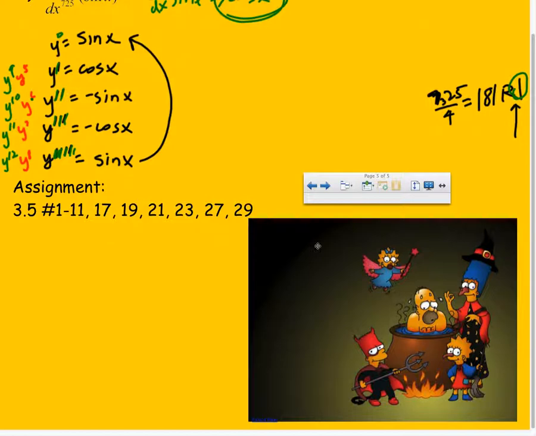Your biggest struggle is going to be simplifying and figuring out if the answer in the back of the book is the same as yours. So please make sure and check your odds.